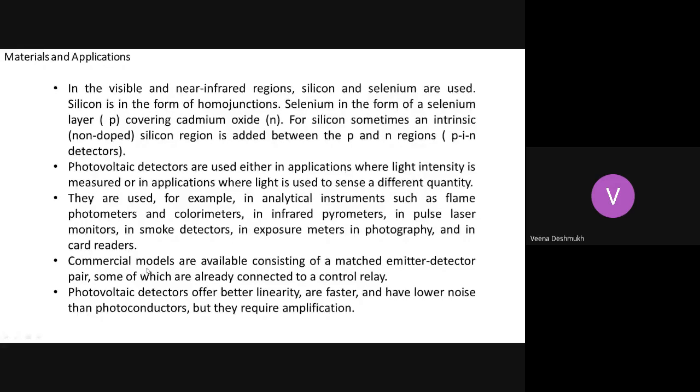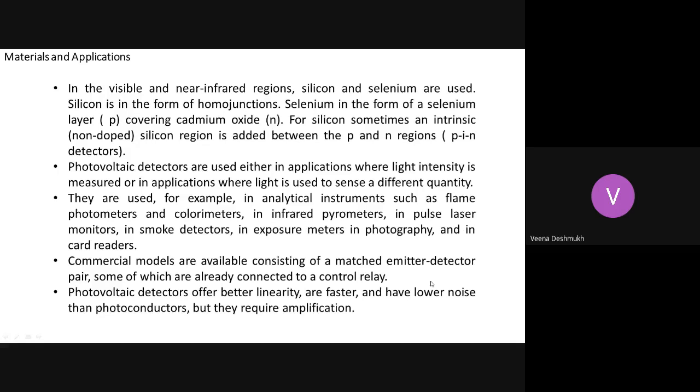The next one is that commercial models are available consisting of a matched emitter detector pair. Now, what does this emitter detector pair mean? A specific wavelength is being generated and the same wavelength has to be detected on the other side. So you get a matched pair. Matched pair means the source and the detector are available together so that there is no possibility of loss of energy. For a specific wavelength, a specific detector is needed.